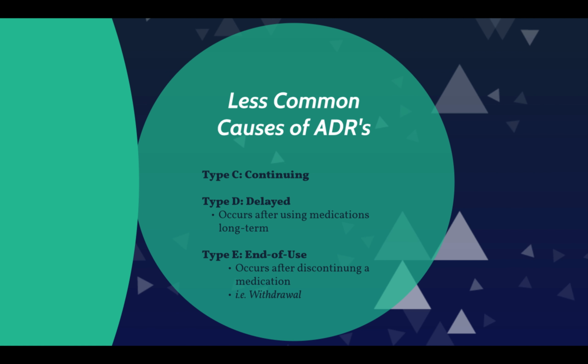Less common causes of adverse drug reactions include type C reactions, which are just continuing. They never go away, and they stay with patients as long as the patient is continuing to take that specific medication. And these type of reactions are usually mild in nature and usually tolerable by patients as well. Type D reactions are caused from using medications long term, and they have a delayed response within patients. And type E adverse drug reactions are caused after discontinuing a medication. For example, withdrawal symptoms would fit within a type E reaction.